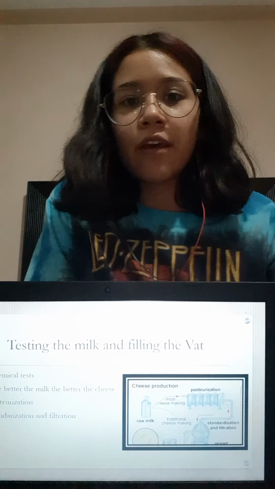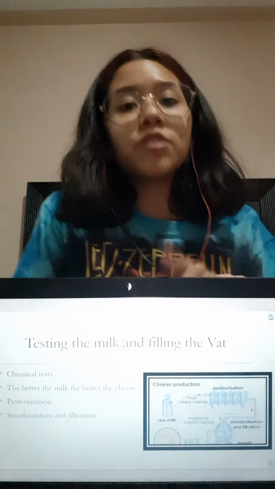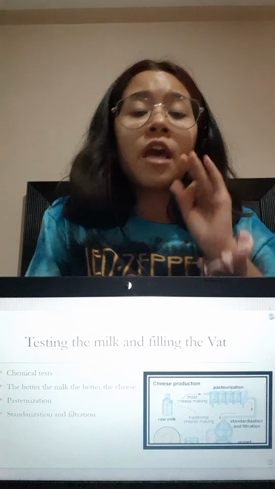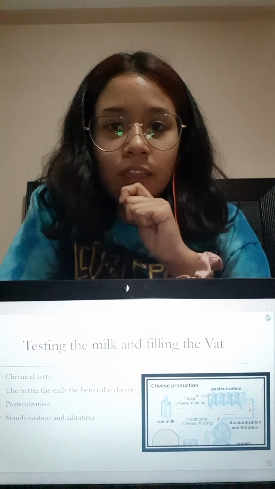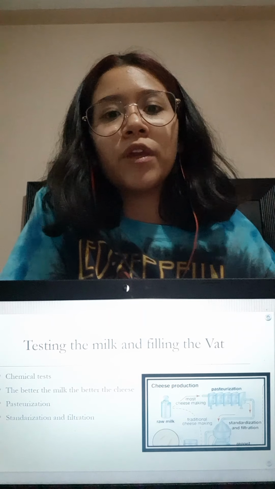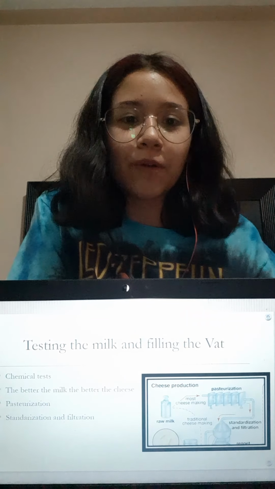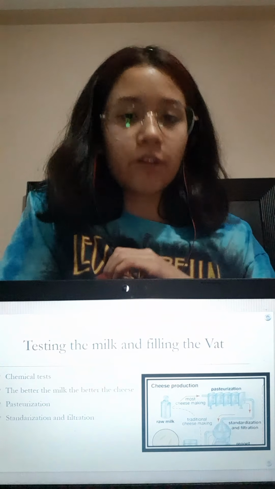So, first of all, we have to do some chemical tests on the milk. This to check the protein that it has, if it's a good quality milk, if it's fresh, etc. So once we have done these chemical tests, we will proceed to pasteurize the milk. This is a process that consists of boiling the milk for 15 seconds at 161 Fahrenheit.